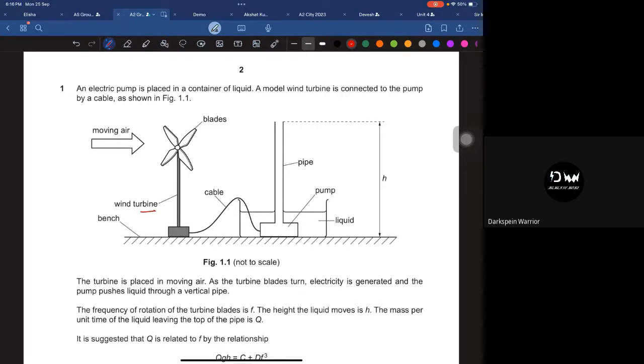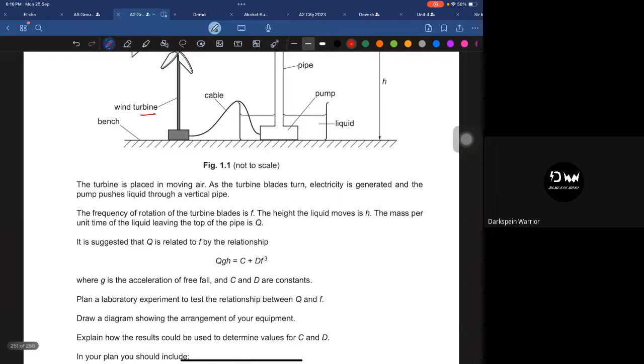Get it? Yes. Now, usually what they would say is that the turbine is placed in moving air. As the turbine blades turn, electricity is generated, and the pump pushes the liquid. Like I said, the frequency of rotation is F, and the liquid moves through height. The mass per unit time of the liquid moving is Q. All right. Now it says that it is suggested that Q is related to F. These two quantities are our main quantities, which means we are going to design an experiment according to these two. They have also given us a relationship, which is good enough.